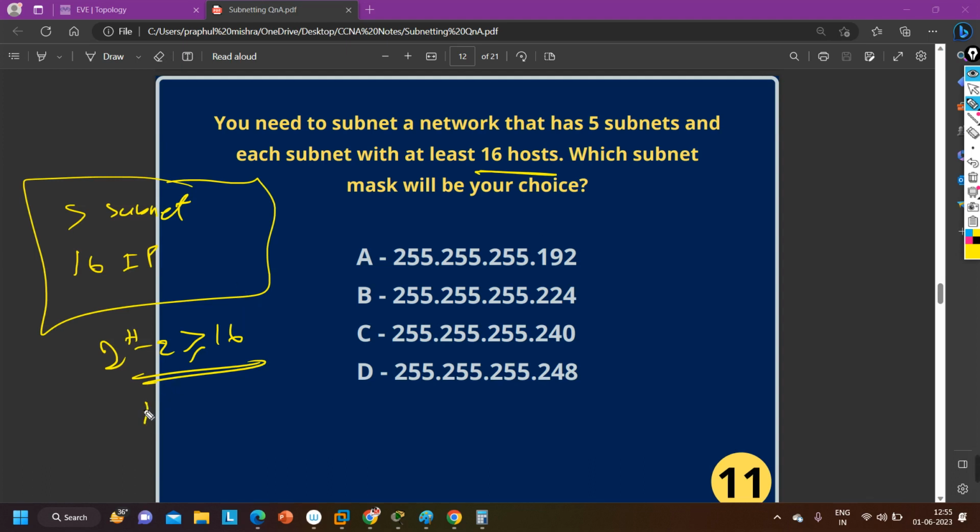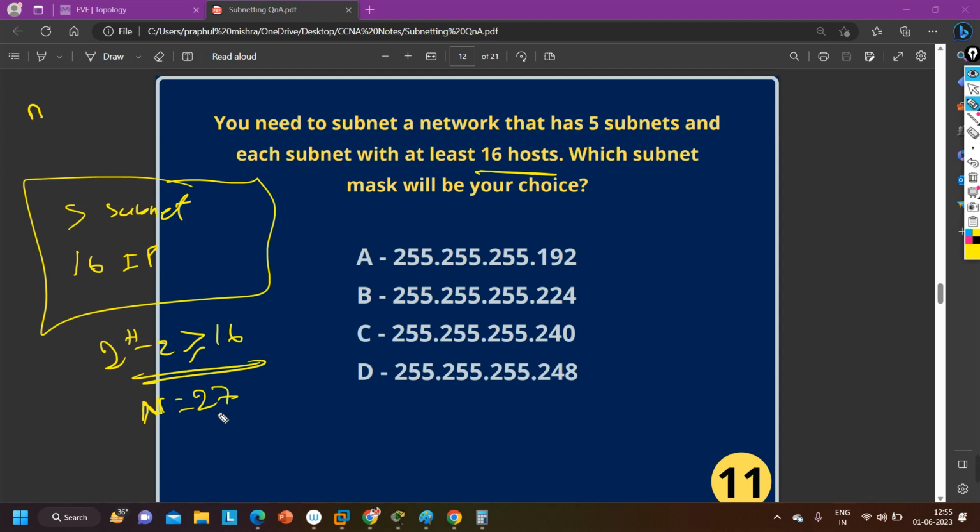So if h will be 5, then N will be what? No, that n is different. That is a small n, 2 to the power n. This N should be three. I am talking about the capital N, that is the number of network bits. It will be 27. Number of network bits. Yes or no?